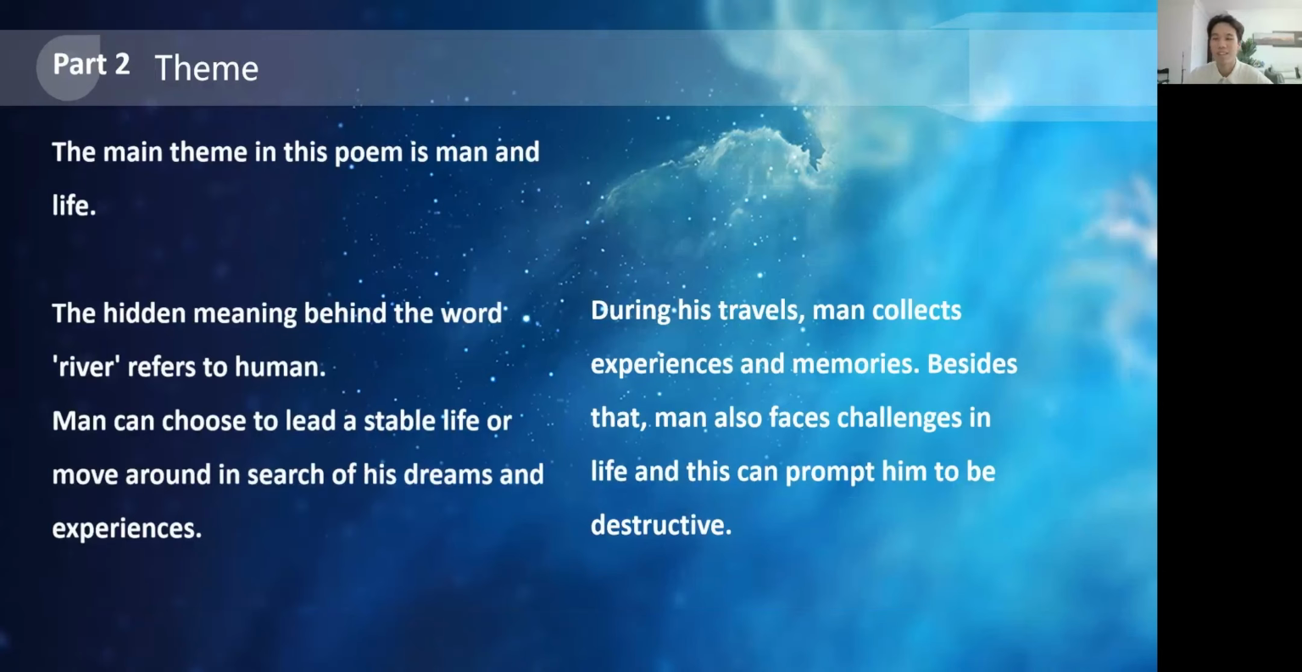Okay, so this river, on the surface meaning, seems to describe the river's personality, but in the hidden meaning, it actually refers to our human beings. Okay, so I hope you understand the whole thing, but later I'm going to ask you. All right.